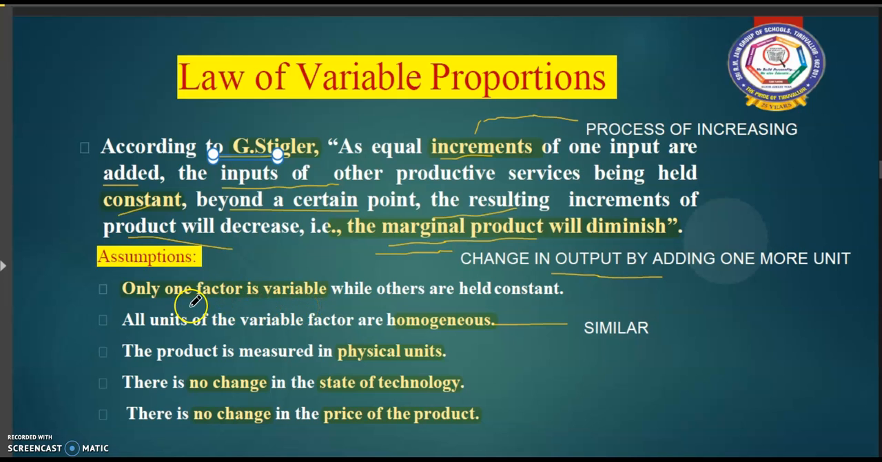Now, the assumptions. Only one factor is variable, other factors are held constant. Next, all units of the variable factor are homogeneous, they are similar, and the product is measured in physical units. There is no change in the state of technology which we are going to use, and there is no change in the price of the product. All these assumptions are for the short run.